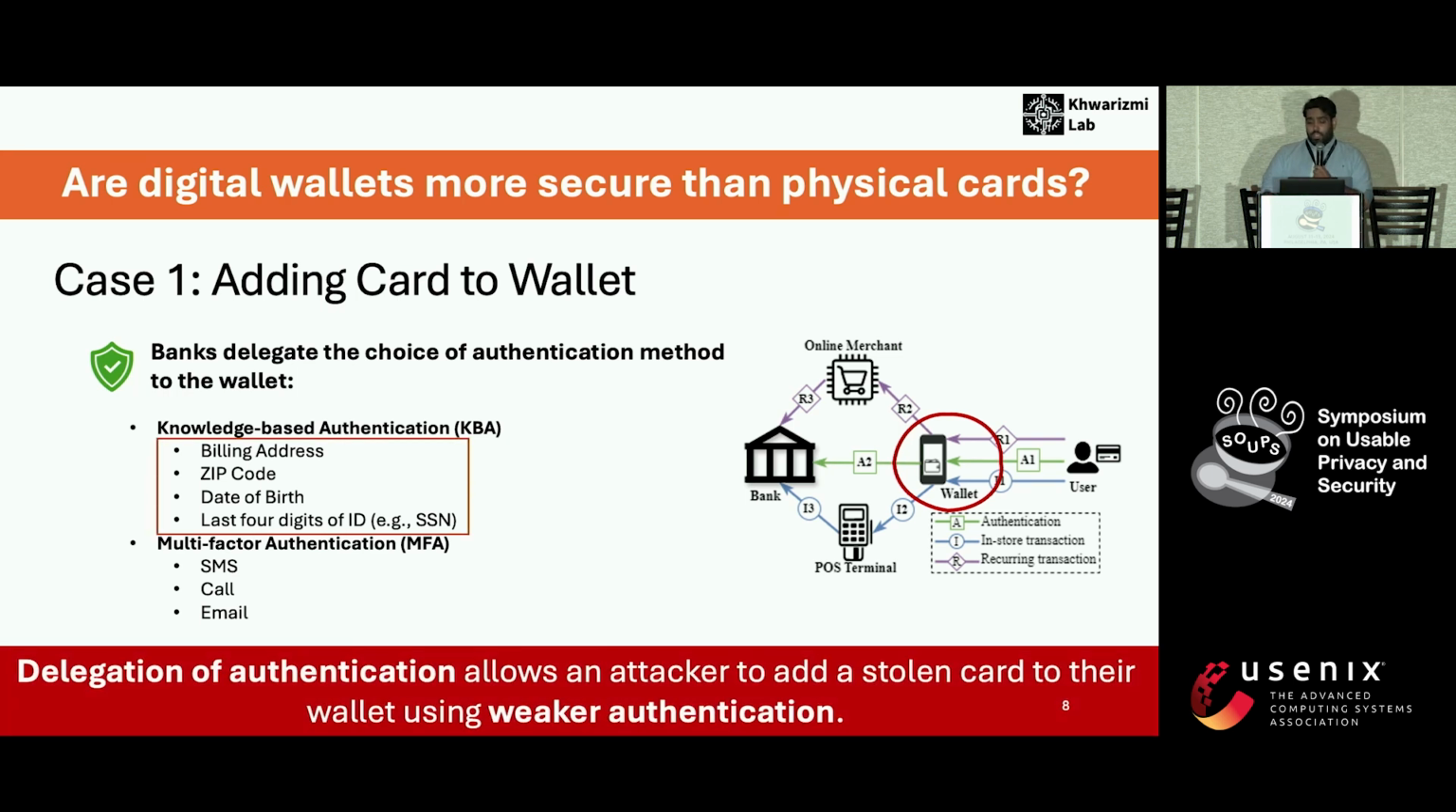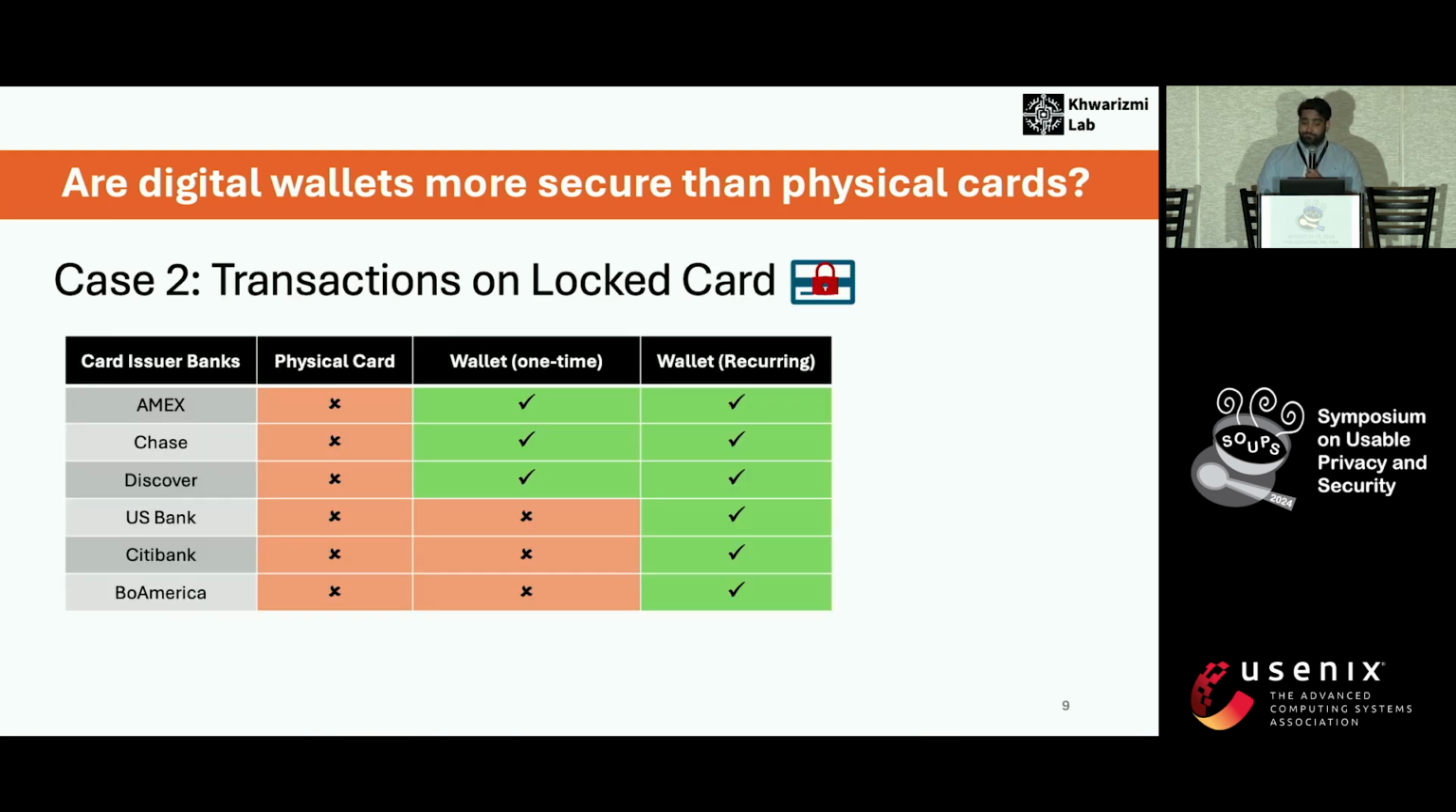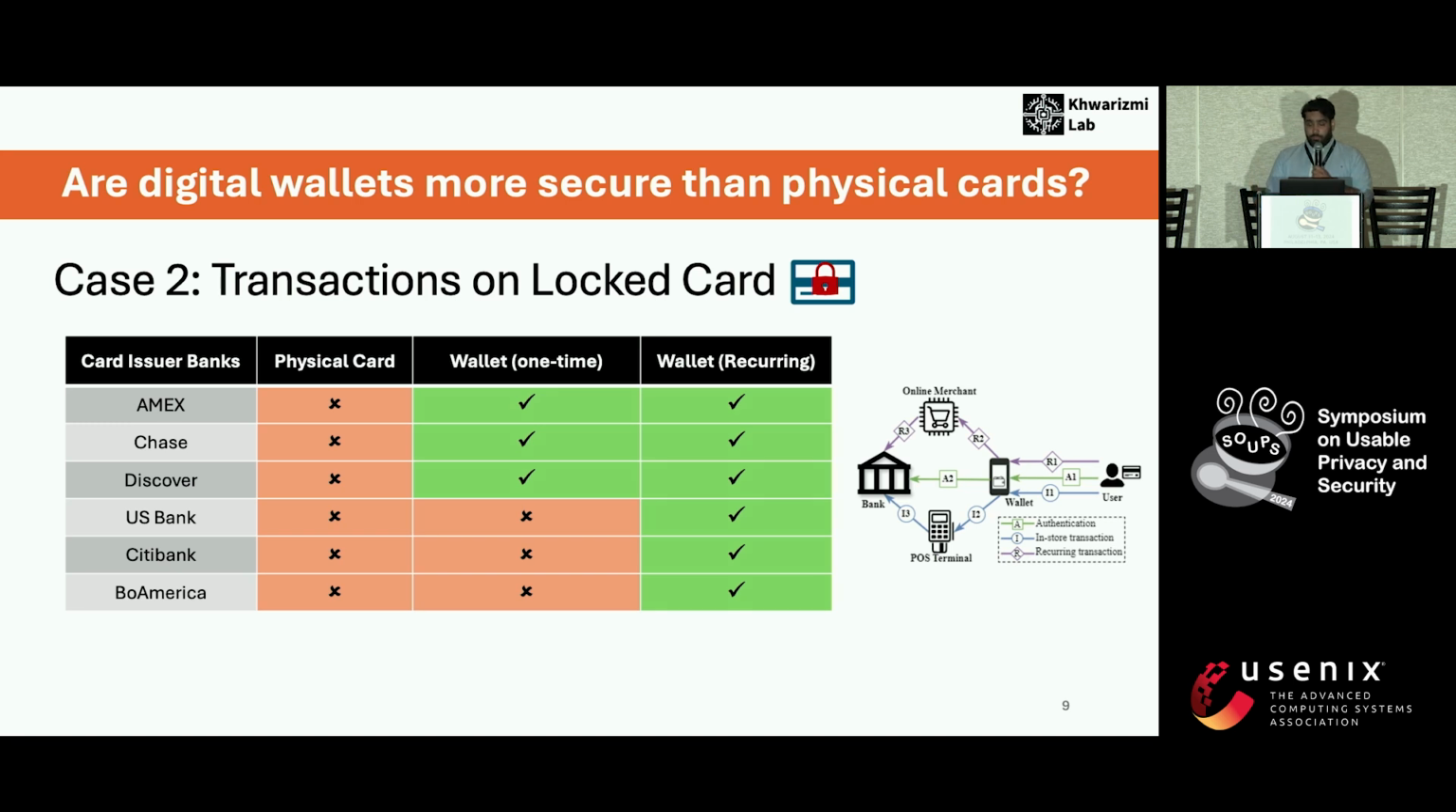In our attacks, we show that the delegation of authentication actually allows the attacker to add a stolen card to their wallet using a weaker authentication, because billing address, zip code, and date of birth are very easy to acquire through online databases and through social engineering, right? So now once the card is added to the wallet, and this could be added to a malicious wallet by an attacker, you can assume that you can lock the card to block any transaction, but that is not what's happening. So you see that there are 6 banks that we have studied.